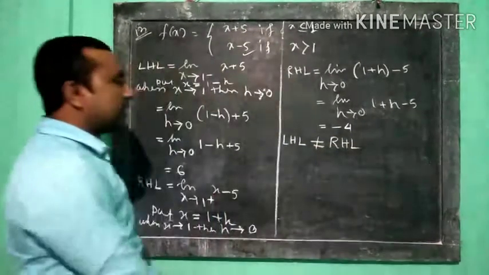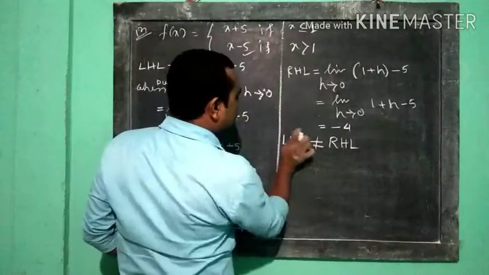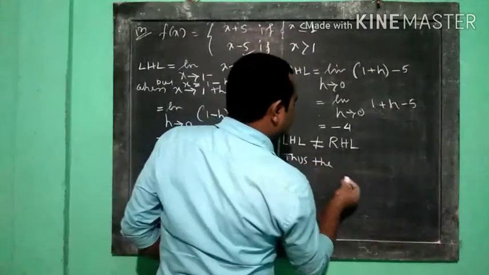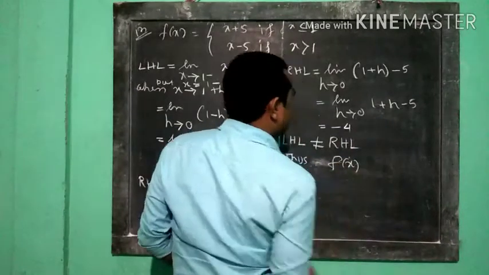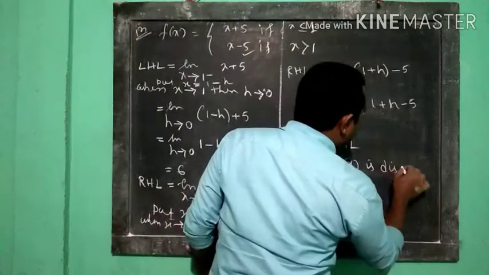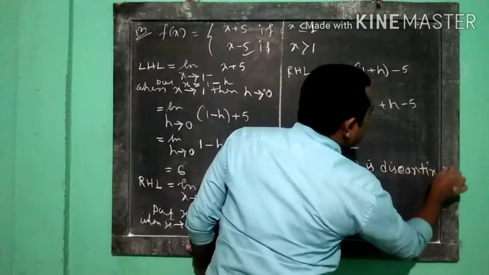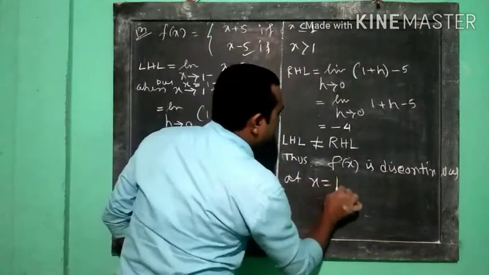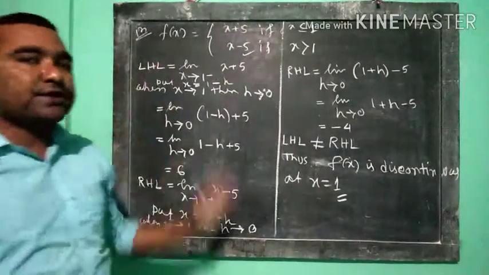Since left hand limit and right hand limit are not equal, hence thus the given function, thus f(x) is discontinuous. f(x) is discontinuous at x equal to 1. At x equal to 1, the function is discontinuous.